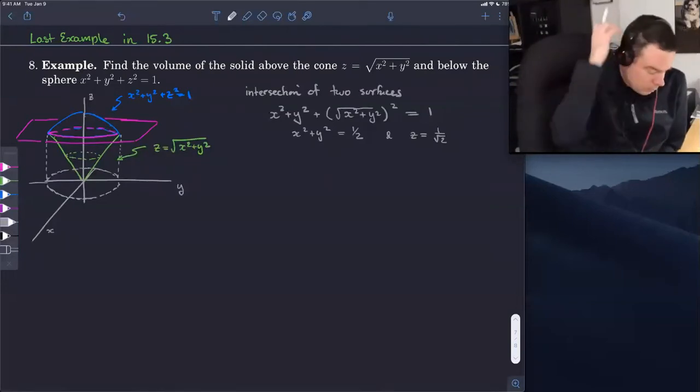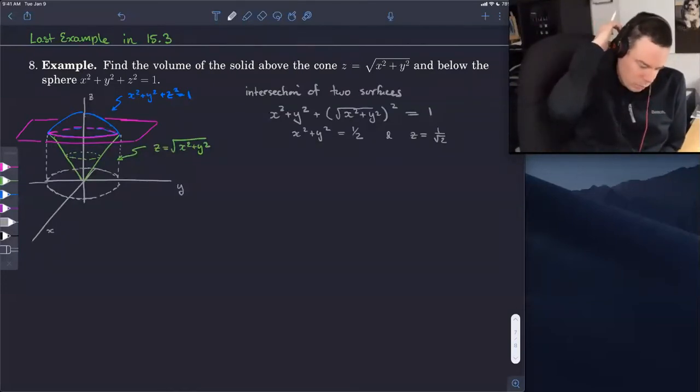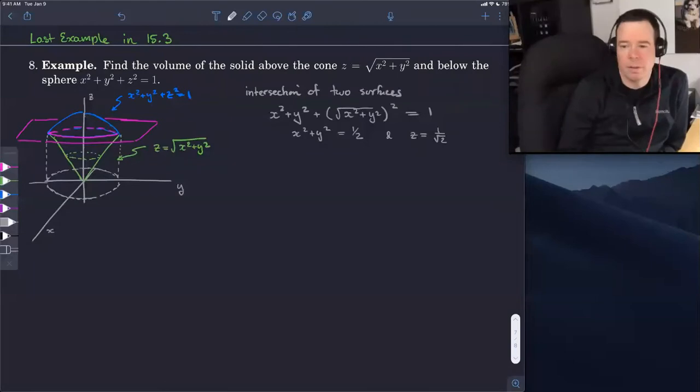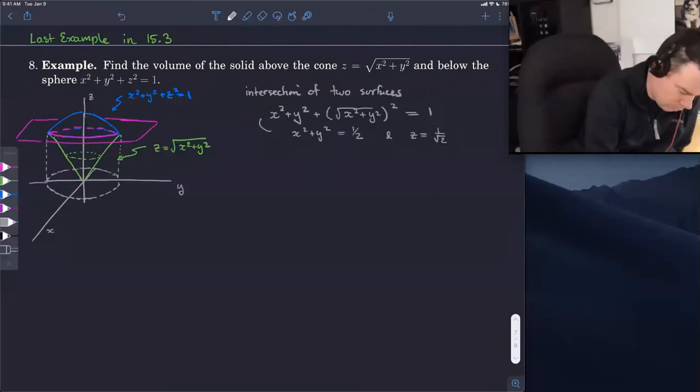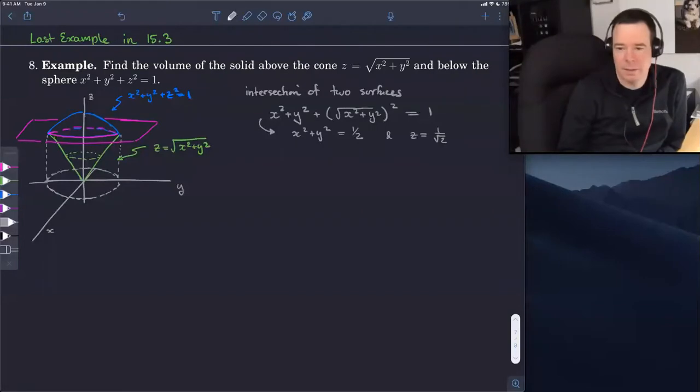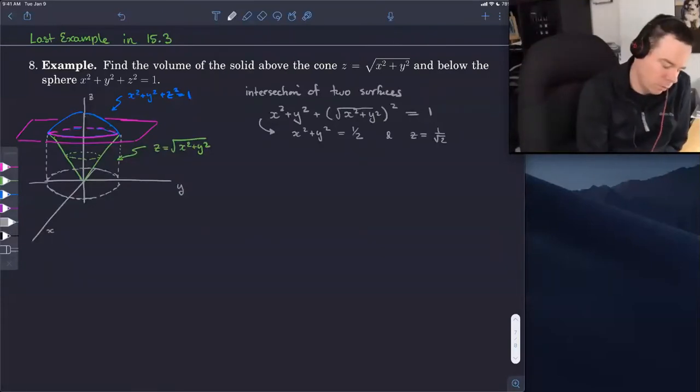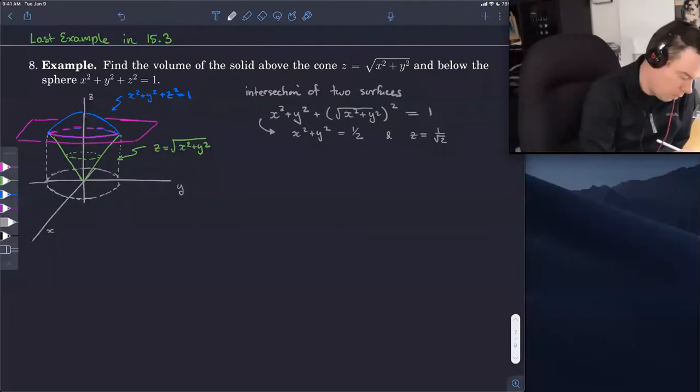Okay, so just to get that first x squared plus y squared equals a half, we just square that square root and we get 2x squared plus 2y squared equals 1. So x squared plus y squared equals a half. This is just a little bit of straightforward algebra to get to that line. And then x squared plus y squared is equivalently the square root of z. So that's how I got z equals 1 over the square root of 2.